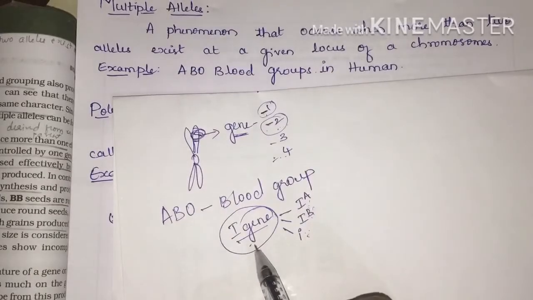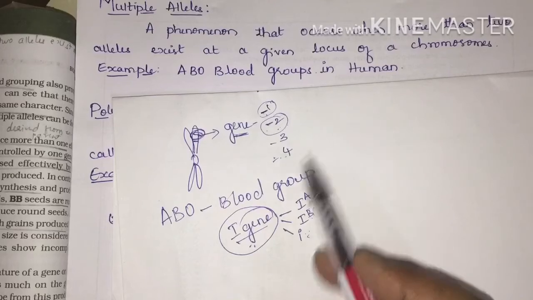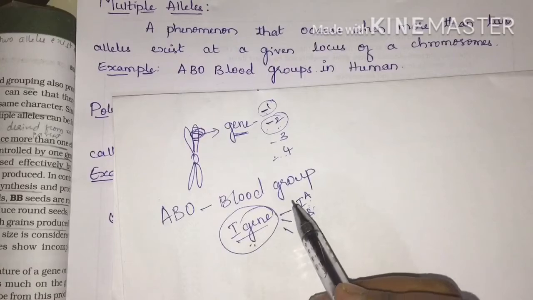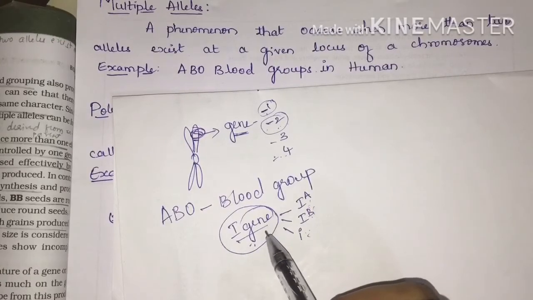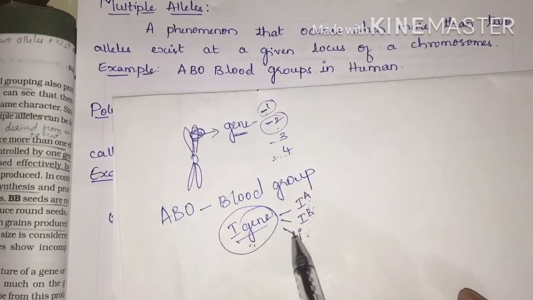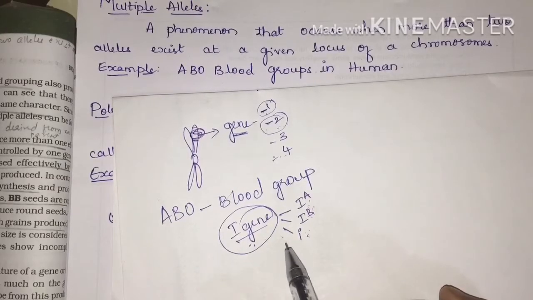So the same example I discussed for codominance, you can use here for multiple alleles, and many other examples have been given in different textbooks. If you want, you can refer. For ABO blood groups in codominance, I have already shared a video on codominance. You can search for it and go through that one. The same example you can give here for multiple alleles. Hope you understood what multiple alleles are.